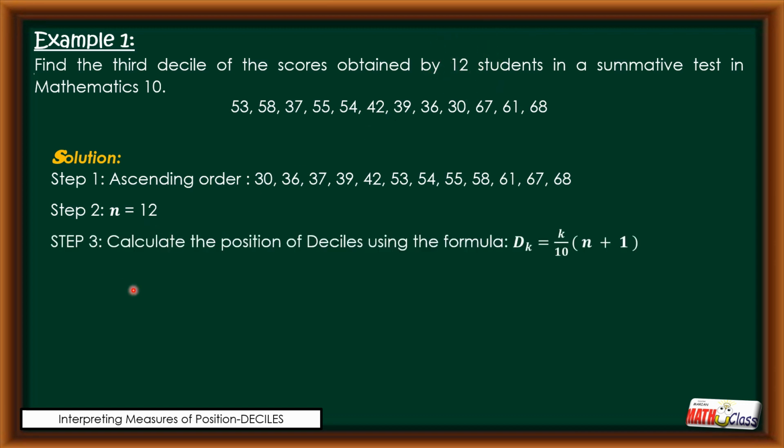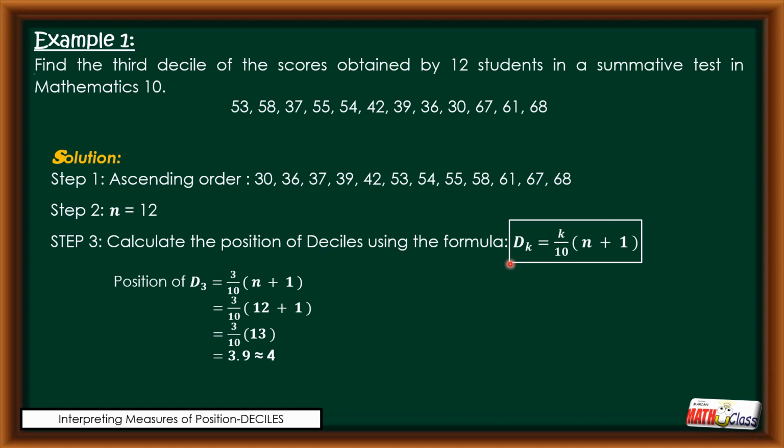Step 3. Calculate the position of deciles using the formula. Since we are looking for the third decile or D3, then the value of our k is 3. And for n, the value is 12. Substitute the values and perform the operation. By doing so, the computed value of the position of D3 is 3.9.